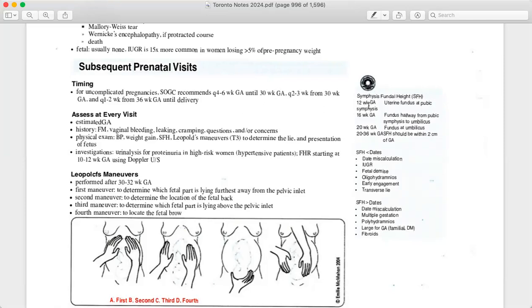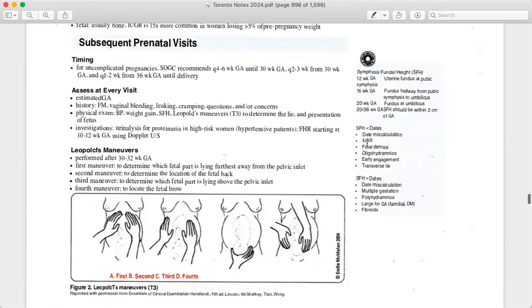For the symphysis fundal height, all you need to know is that the umbilicus is at 20 weeks. So below the umbilicus, it's less than 20 weeks, and above the umbilicus is more than 20 weeks. That's it. Then if this is less than dates, it could be IUGR. So always go with the common ones.